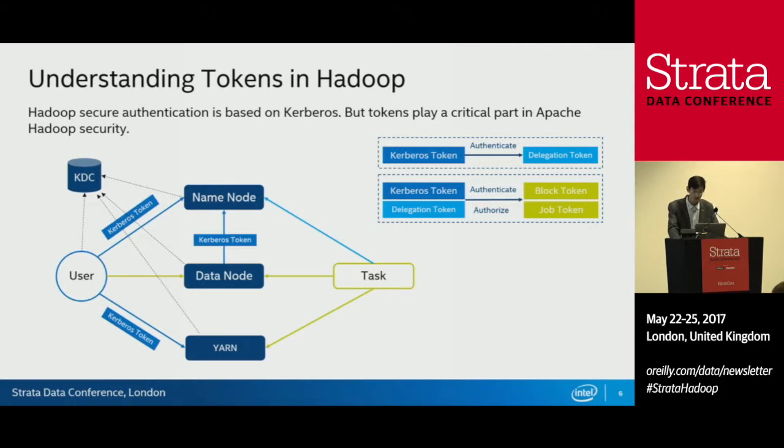Both a Kerberos token and a delegation token can be used to exchange for some other tokens, like the block token, which manages data access privileges in HDFS, and also the job token, for example if you're running jobs in YARN. So in the Hadoop system, the delegation token is widely used as an inter-process communication authentication mechanism.